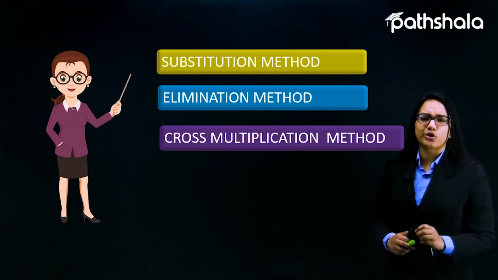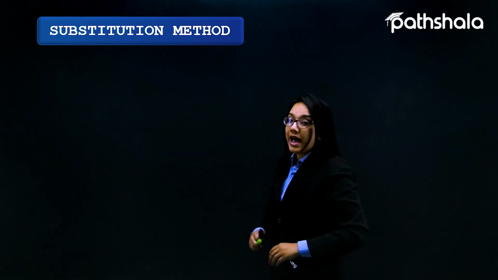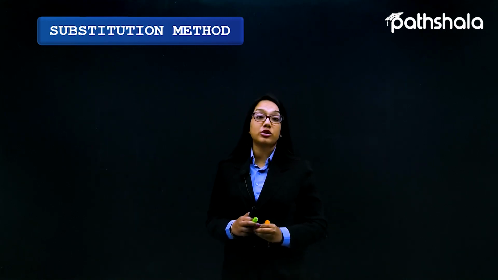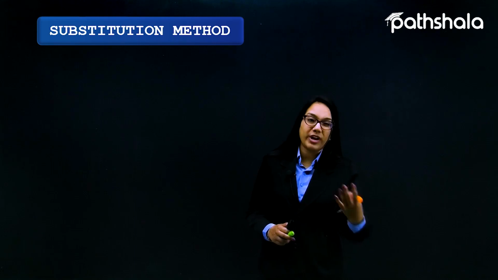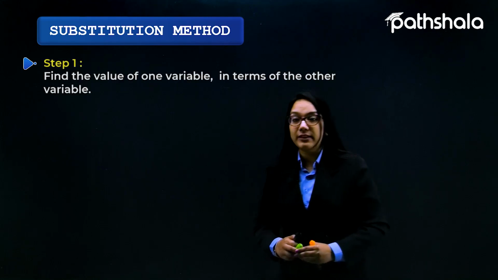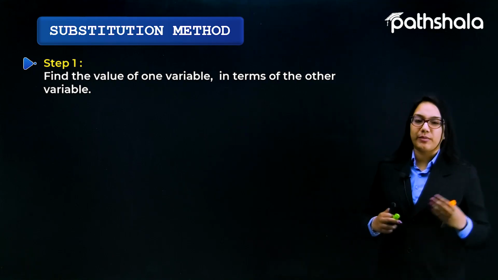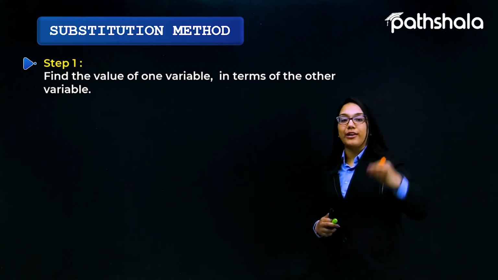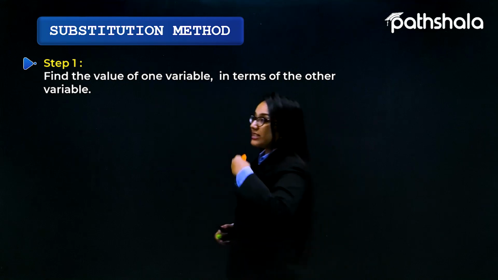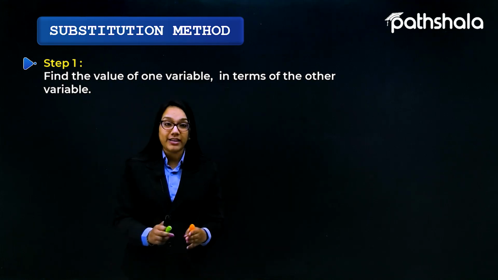So let's first talk about the substitution method. As is clear from the word substitution, it means that we have to substitute something in an equation. Suppose we have equations of the form a1x plus b1y plus c1 equals 0, and a2x plus b2y plus c2 equals 0. We have an algorithm to use the substitution method. Step number 1 says: find the value of one variable in terms of the other variable.